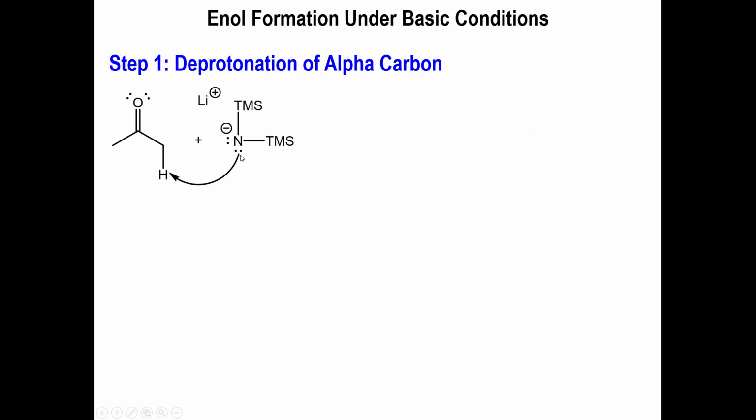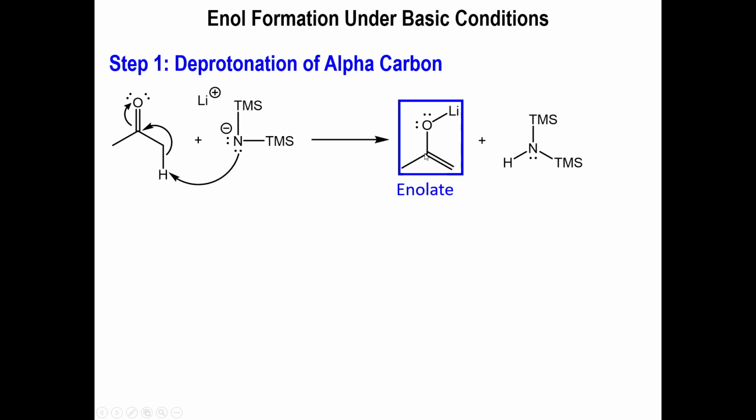So here, the deprotonation takes place. The electrons move over from that CH bond to the carbon-carbon double bond, and then you break apart that carbon-oxygen double bond, creating your lithium enolate.